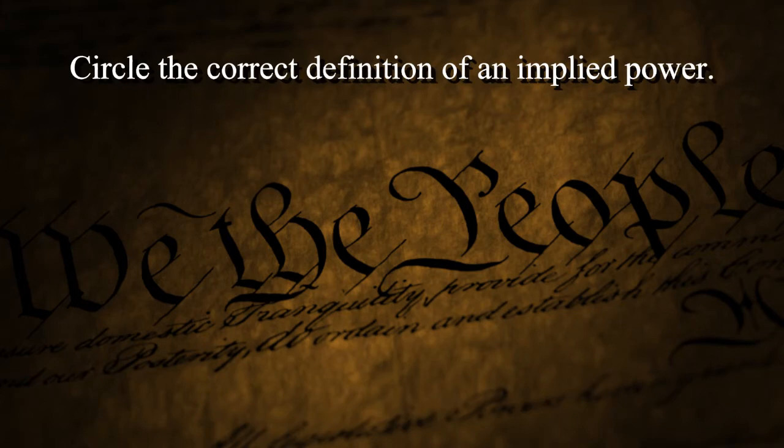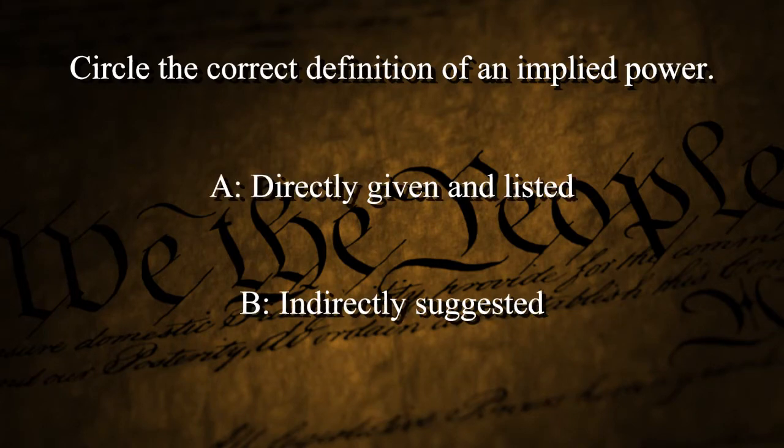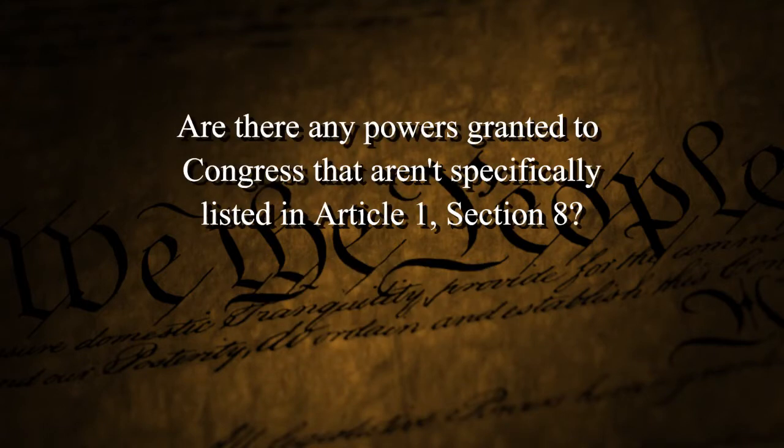Circle the correct definition of an implied power. A, directly given and listed, or B, indirectly suggested. What's an implied power? Yep, you're right. It's letter B. It's an indirectly suggested power. Follow-up question, are there any powers granted to Congress that aren't specifically listed in Article 1, Section 8? Yes or no? Yes, there are. Okay, now explain. How does that work, that there are powers that aren't actually listed?